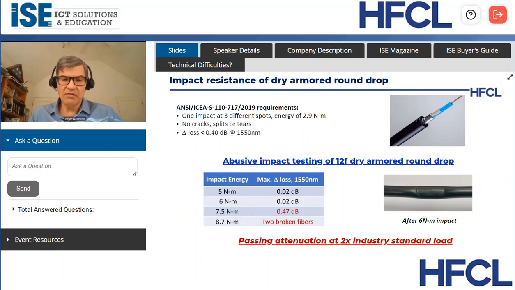For the 12 fiber dry armored round drop, we were able to go 2x the industry standard load. We had unacceptable attenuation at 2.5x the load, and we went to about 3x the load and actually broke some fibers. But it's taking a pretty severe impact event, as you can see in the picture in the lower right, and handling it.